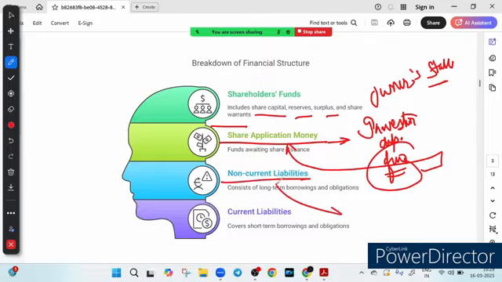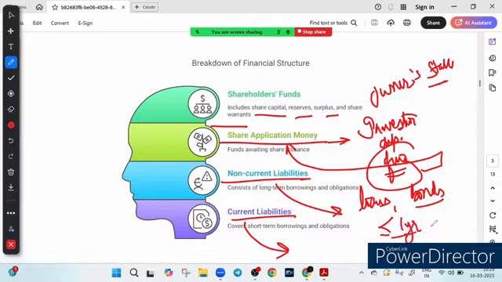Then we have non-current liability. Think of this as the company's long-term financial obligations. Non-current liability includes loans, bonds, and other borrowings that the company must repay over several years. Managing them will ensure business sustainability. Then we have current liability. These are the short-term obligations that a company needs to settle within a year, so less than or equal to one year. From supplier payments to short-term loans, these liabilities must be managed efficiently to ensure smooth operation. A well-balanced financial structure is essential for business success. Proper management of equity, security, and liability ensures growth, stability and investor confidence.